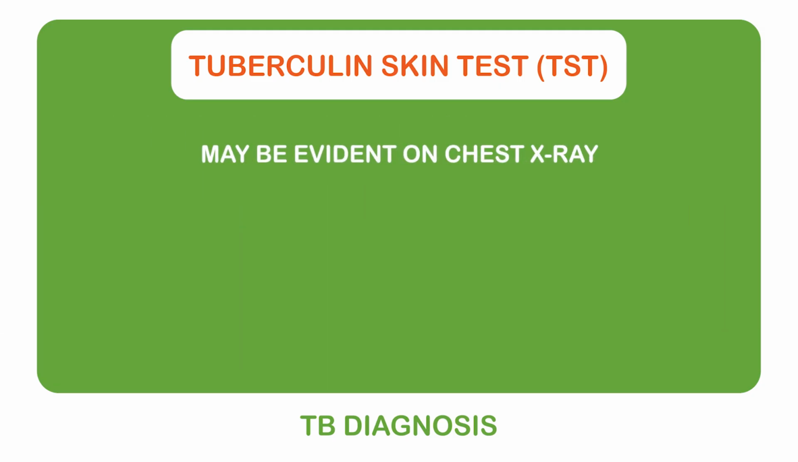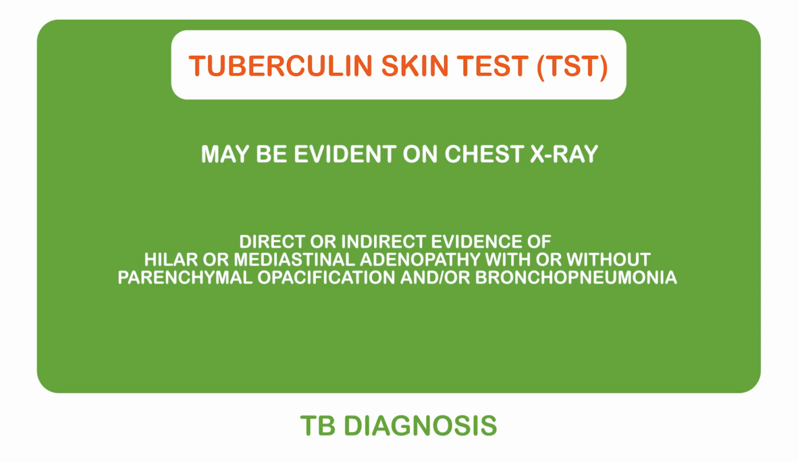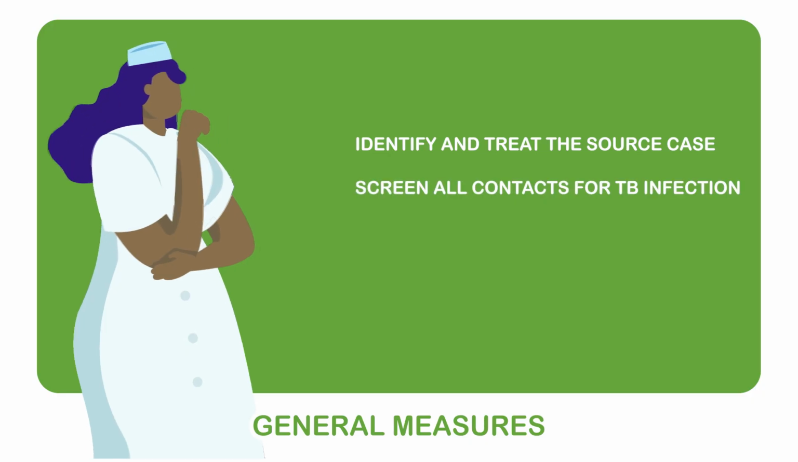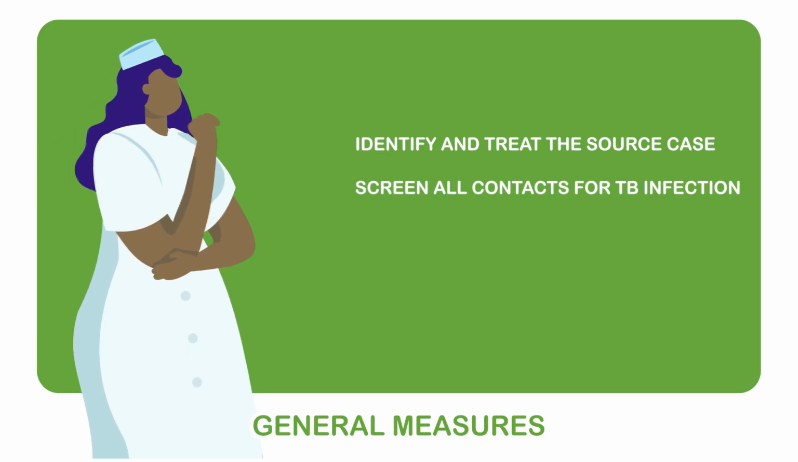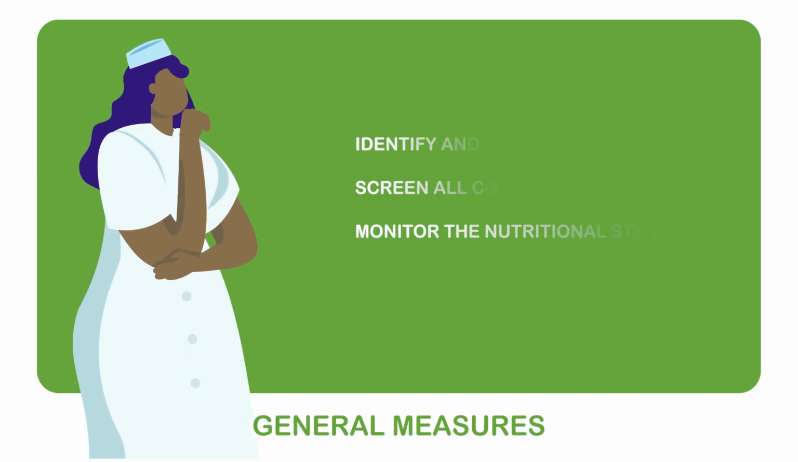The following may be evident on chest X-ray: direct or indirect evidence of hilar or mediastinal adenopathy with or without parenchymal opacification and/or bronchopneumonia. General measures: identify and treat the source case. Screen all contacts for TB infection. Monitor the nutritional status of the child to assess response to treatment.